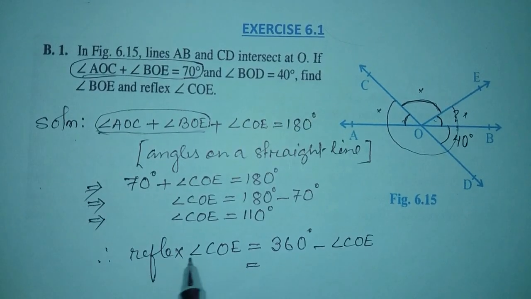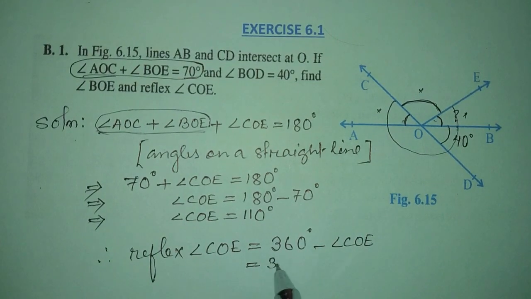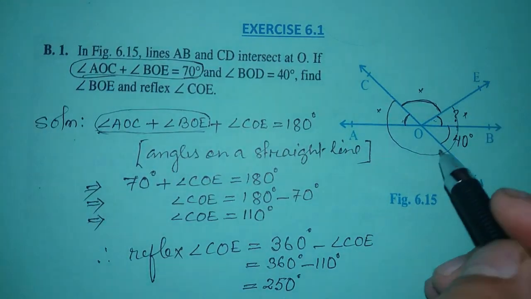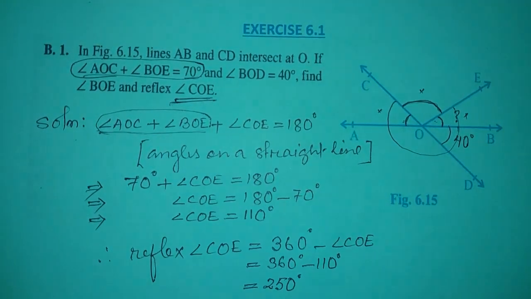So this is what we have done here. Reflex angle COE is equal to 360 degree minus angle COE. So this will give us 360 degree minus 110 degree. Now this is 250 degree. So reflex angle, this part we have got here, 250 degree.